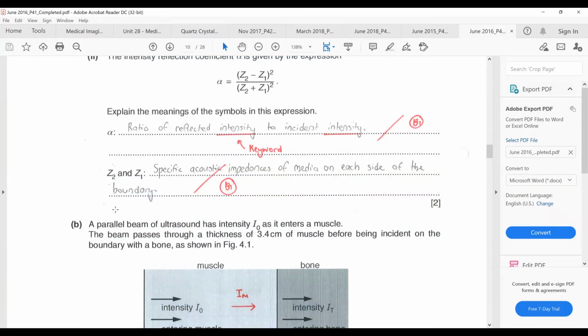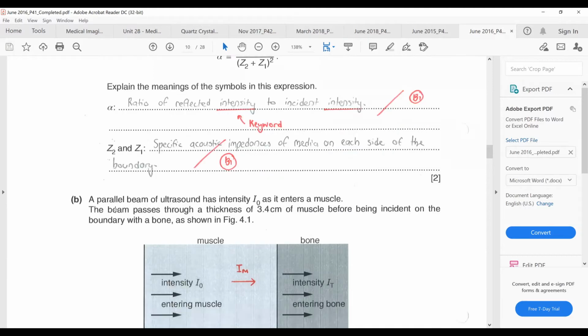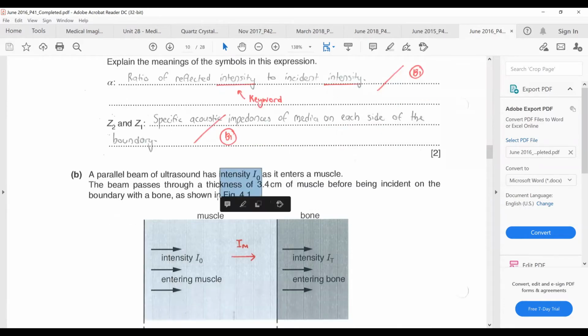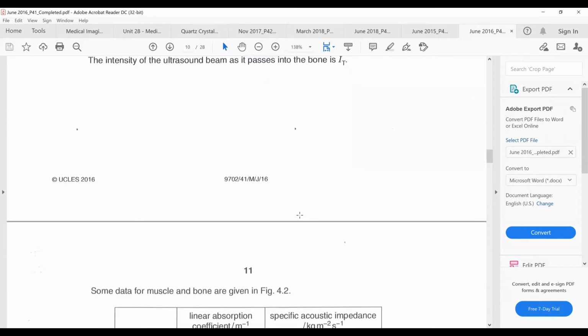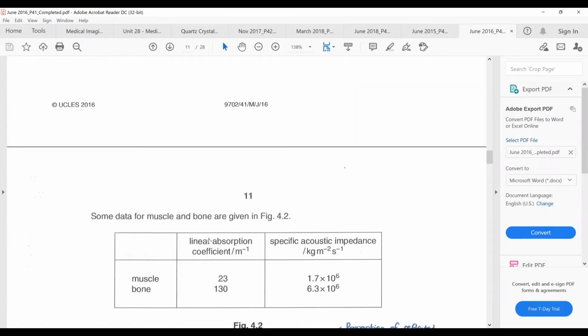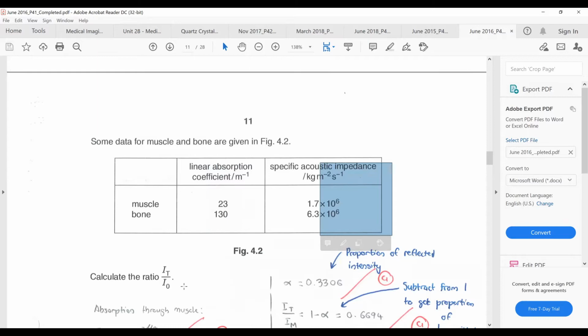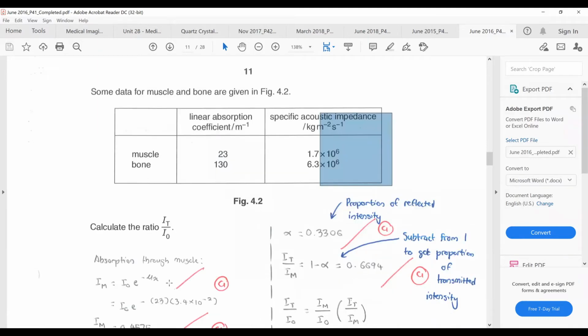Now for part B, they tell you that you have a parallel beam of ultrasound with intensity I naught as it enters a muscle. The beam passes through a thickness of 3.4 centimeter of muscle before being incident on the boundary with a bone. The intensity of the ultrasound beam as it passes into the bone is IT. Some data for muscle and bone are given here. This is the linear absorption coefficient. This is the specific acoustic impedance. Calculate the ratio of IT over I.